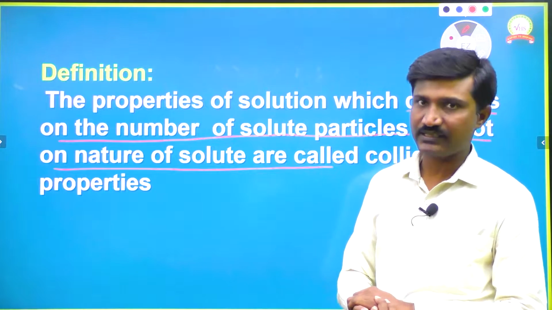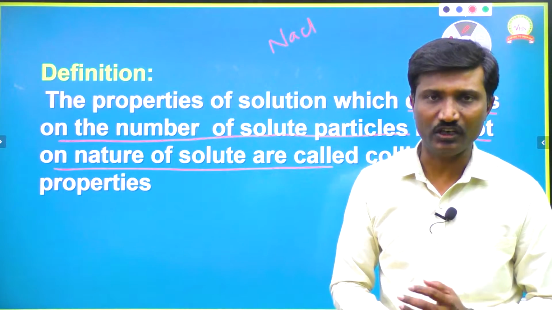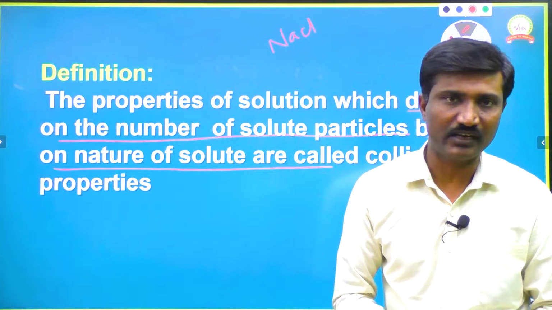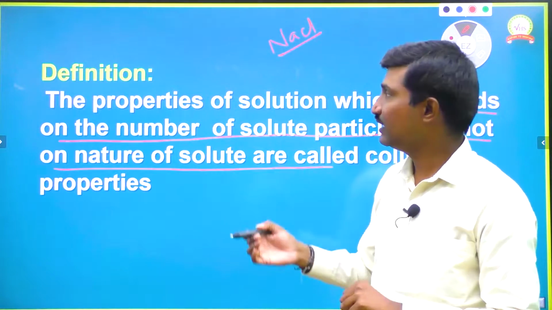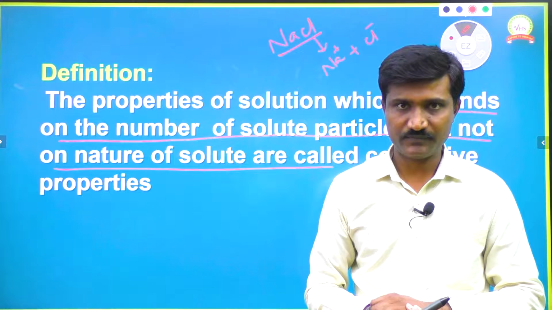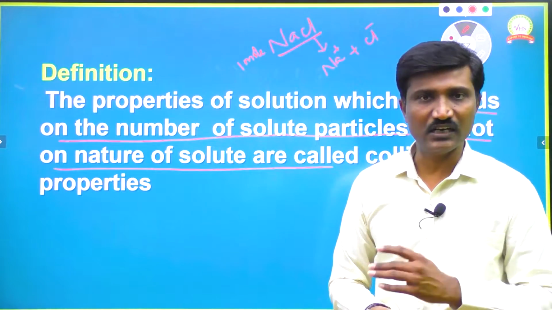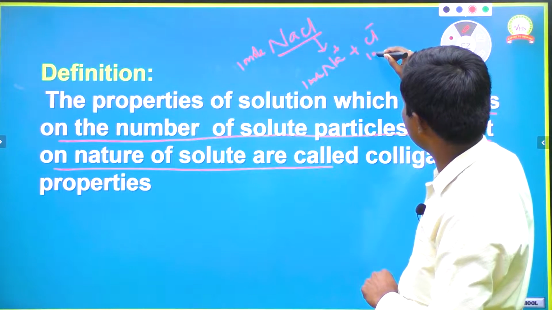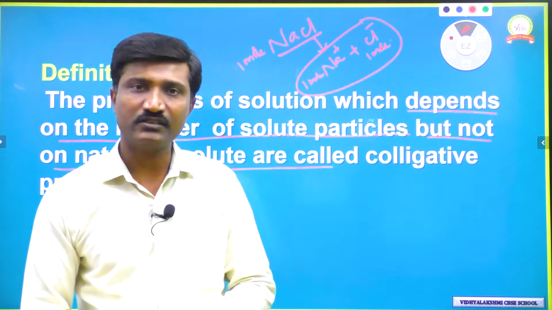What is the meaning of this? For example, if I take NaCl as a solute. Solute means the substance present in a minor quantity in a solution, and the one present in a larger quantity is called the solvent. When NaCl dissolves in water, it dissociates into Na plus and Cl minus. Let us take one mole of NaCl dissolved in water to prepare a salt solution. That one mole gives one mole of Na plus ions and one mole of Cl minus ions, so after dissolving in water, NaCl gives two moles of ions.